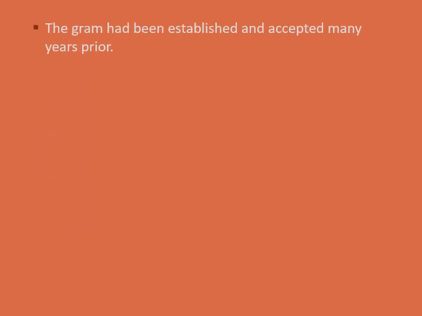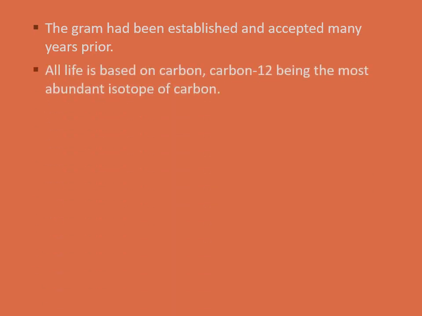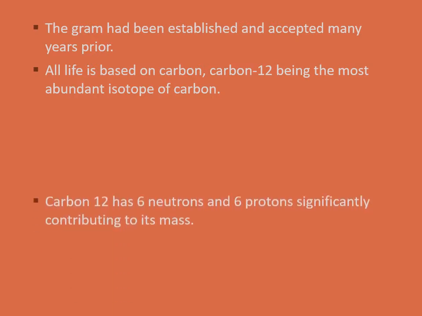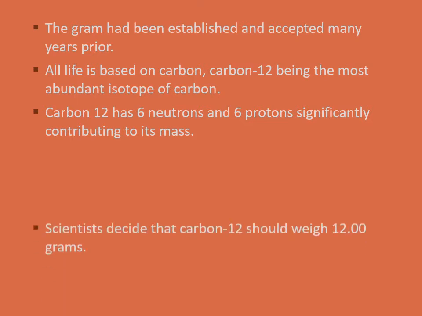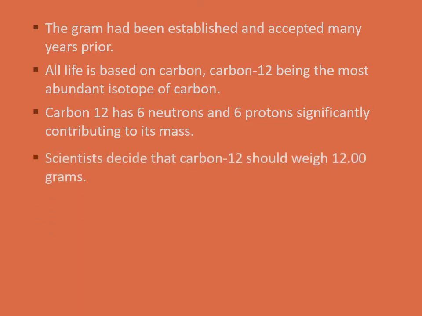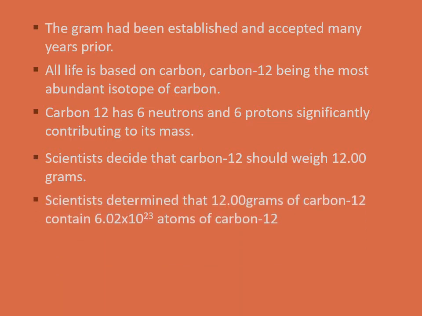The gram had been established and accepted many years prior. All life is based on carbon, carbon-12 being the most abundant isotope of carbon. Carbon-12 is 6 neutrons and 6 protons, significantly contributing to its mass. Scientists decide that carbon-12 should weigh exactly 12 grams. Scientists determine that 12 grams of carbon-12 contain, through experimentation, 6.02 times 10 to the 23 atoms of carbon-12.